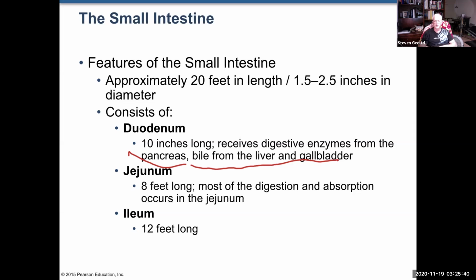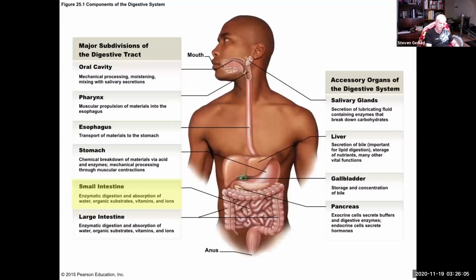Jejunum is the next part. Okay. That's where most of your digestion and absorption occurs, is in the jejunum. Okay. And the ileum is the last part of it. So again, your small intestine has three sections, duodenum, jejunum, and ileum. Okay. There's your small intestine: enzymatic digestion, absorption of water, organic substrates, vitamins, and ions. That's the function of the small intestine.